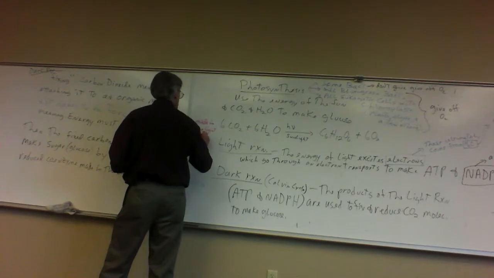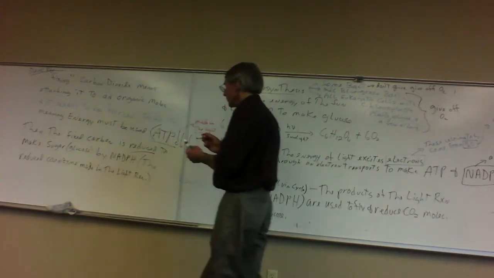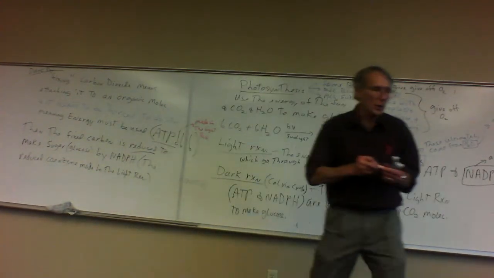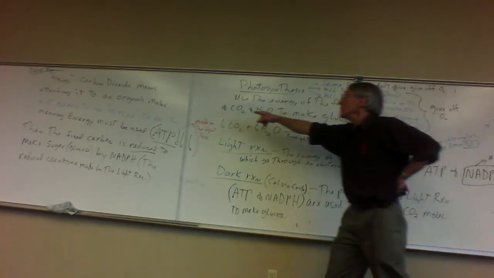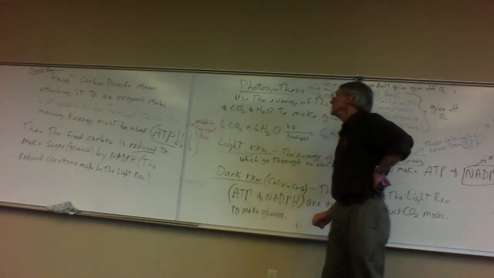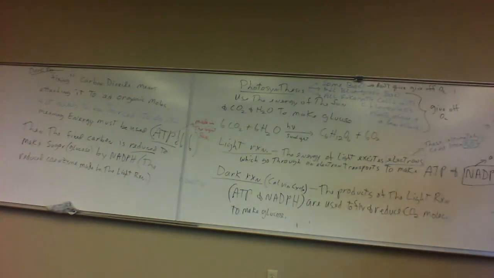Let's just make sure we know what we're talking about here. Let's stop for a second. Photosynthesis: what are we trying to do? We're trying to make glucose out of water and carbon dioxide, both highly stable molecules. Carbon dioxide is highly oxidized, the most oxidized you can get, and yet we want to get the carbon into a less oxidized, more reduced form.